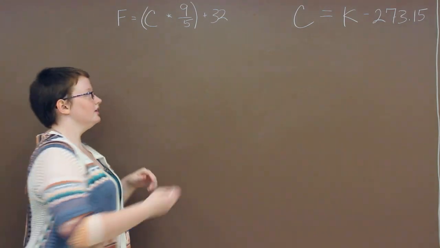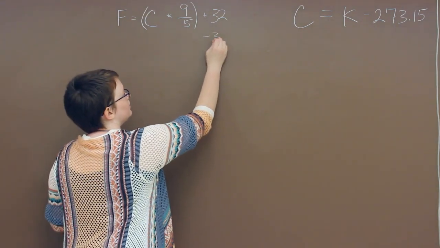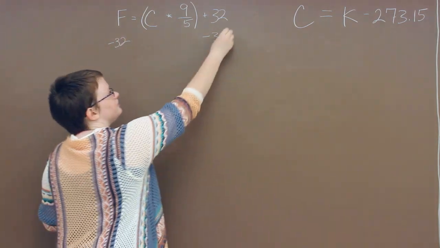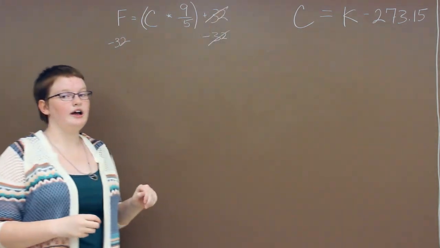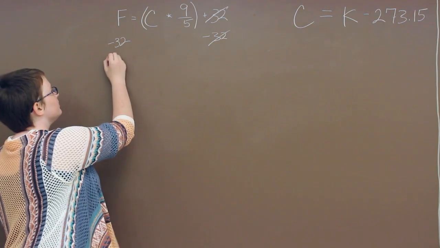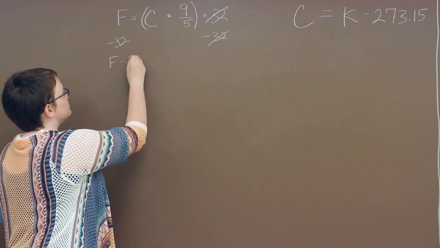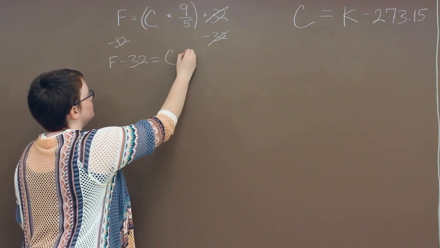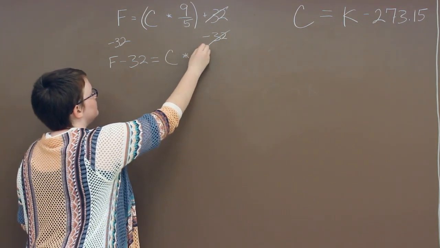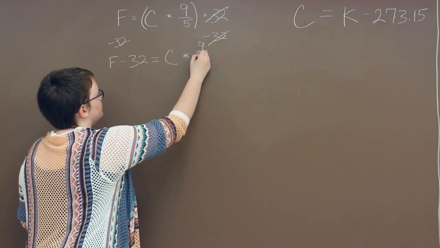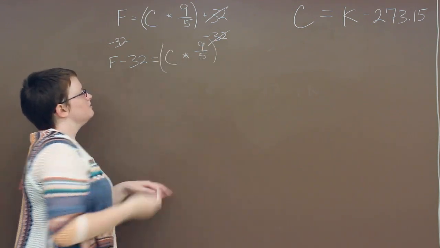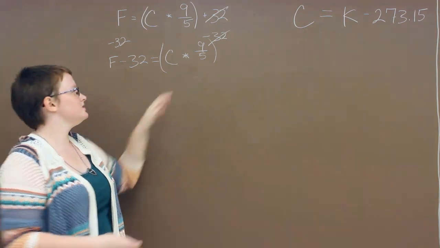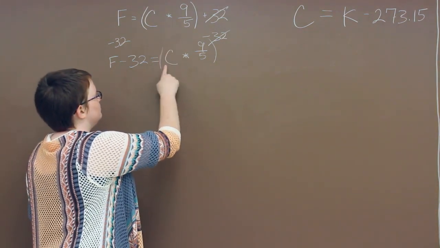So the first step here is we're going to subtract 32 from both sides. So this will cancel and that will cancel, and then on this side we're left with F minus 32, and on the other side we're left with C times 9/5. Because the only things on this side of the equation are the things in the parentheses, we can erase those.